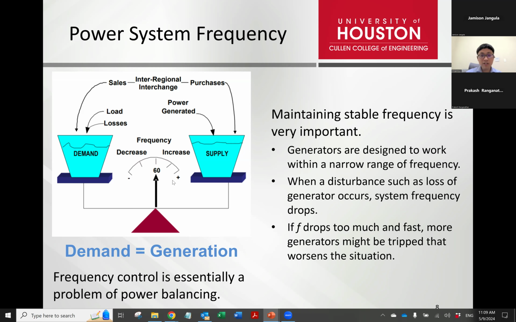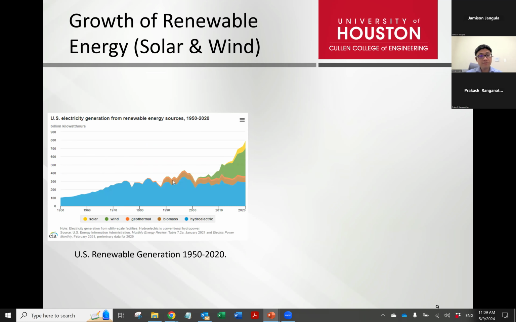Frequency stability is very important. But there are some emerging challenges that would affect frequency stability. Let me elaborate quickly on the next few slides.